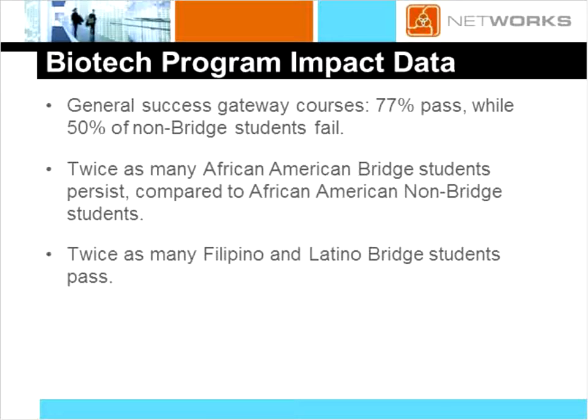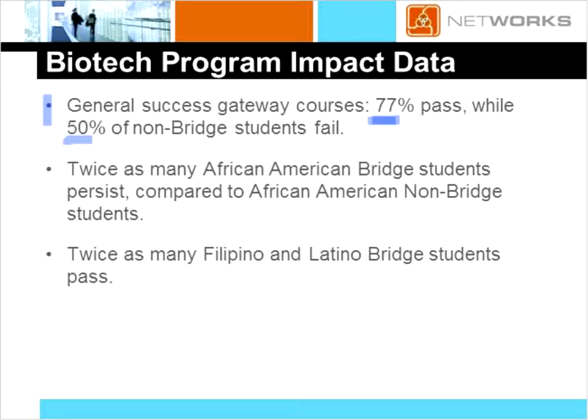This is significant as well. So we're preparing them for, of course, industry needs, but also for an academic career. In the gateway courses after they come to us, 77% pass, while 50% of non-Bridge students fail. So we're preparing them quite well for not only vocational training, but an academic career too.